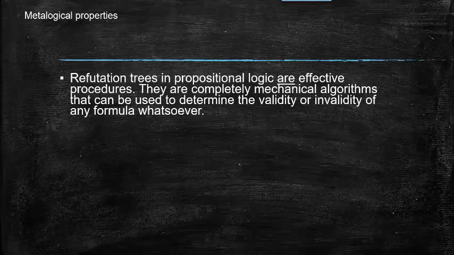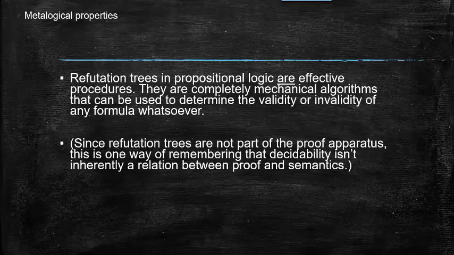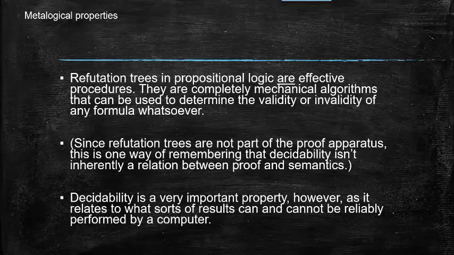Refutation trees in propositional logic are effective procedures. They are completely mechanical algorithms that can be used to determine the validity or invalidity of any formula in propositional logic whatsoever. Since refutation trees, or truth trees as we often call them, are not part of the proof apparatus, this is one way of remembering that decidability isn't inherently a relation between proof and semantics. Decidability is a very important property, however, as it relates to what sorts of results can and cannot be reliably performed by a computer.